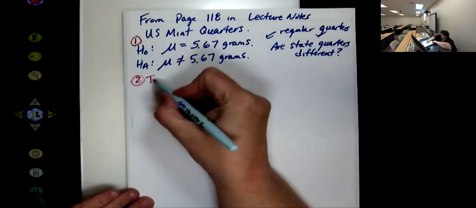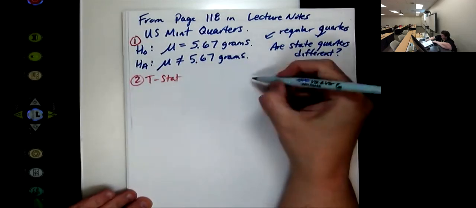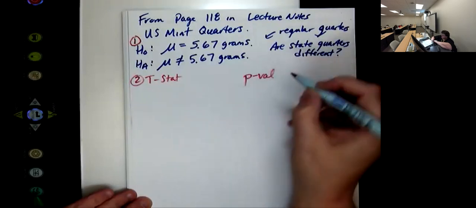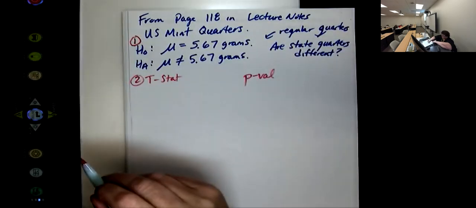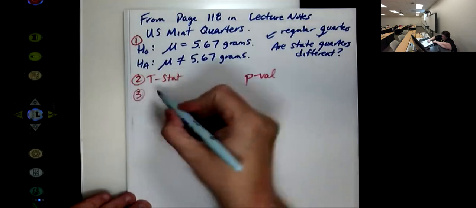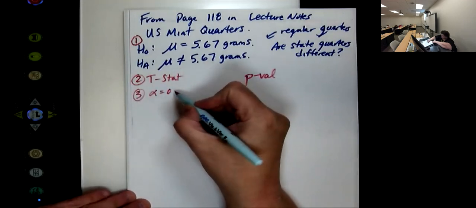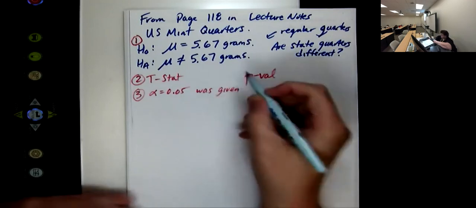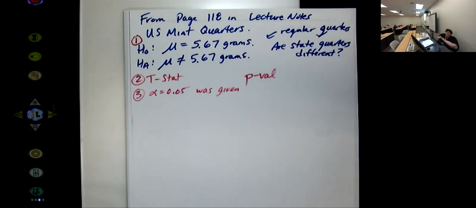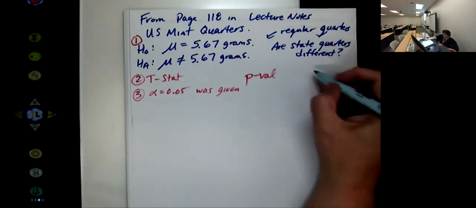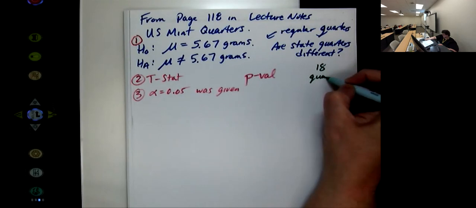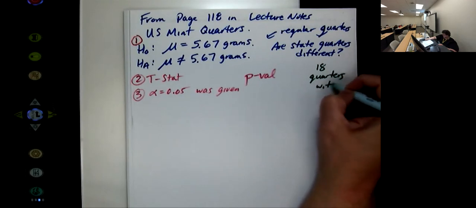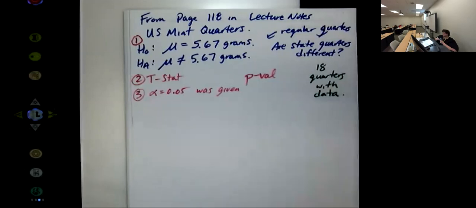Step 2 is going to give me a T-stat and a p-value. I don't know what they are yet, but they're going to go in there. And the problem specified alpha equals 0.05. It's given. And there were 18 quarters with data. Rather than writing it down, I'm just going to copy and paste it.